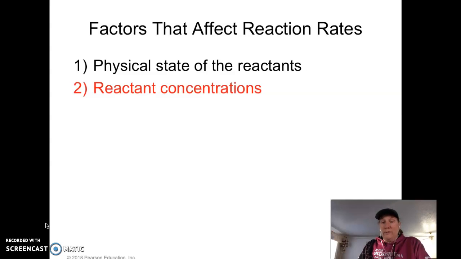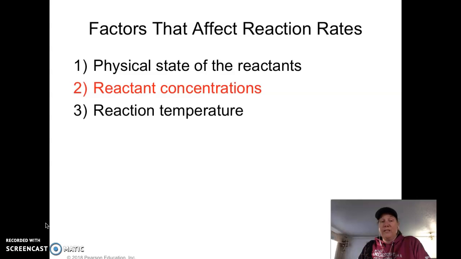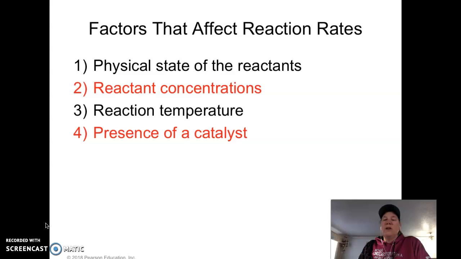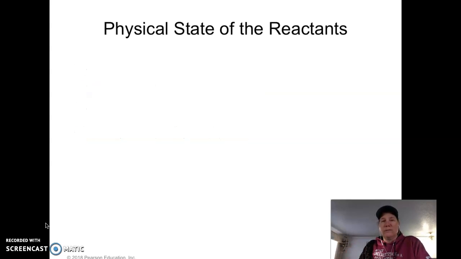The concentration of the reactants. Okay, as you increase the concentration, to a point, you're going to make the reaction happen faster. The temperature. As temperature increases, usually your reaction happens faster. And then something called a catalyst. Okay, a catalyst is something that lowers the activation energy. It's called the energy for a reaction to get started. And the catalyst itself isn't changed, but it helps change or control the rate at which a reaction occurs.